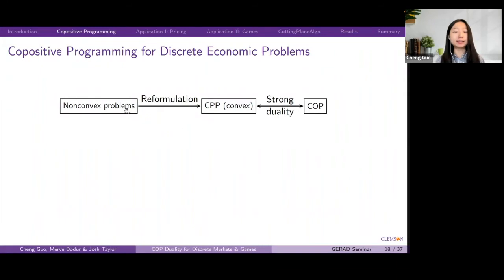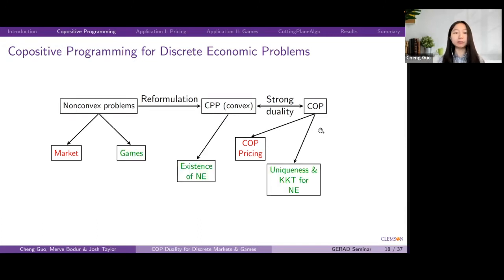We start from a non-convex problem, and then we reformulate it to a convex, completely positive program, which has strong duality with a copositive program. And we first apply this relationship to energy market problems and derive a pricing scheme based on this relationship. And then we apply this relationship to game theory problems, which is also a non-convex game theory problem. And we get some novel existence and uniqueness theorems for pure strategy Nash equilibrium. And we also find a way to calculate Nash equilibrium using KKT conditions.